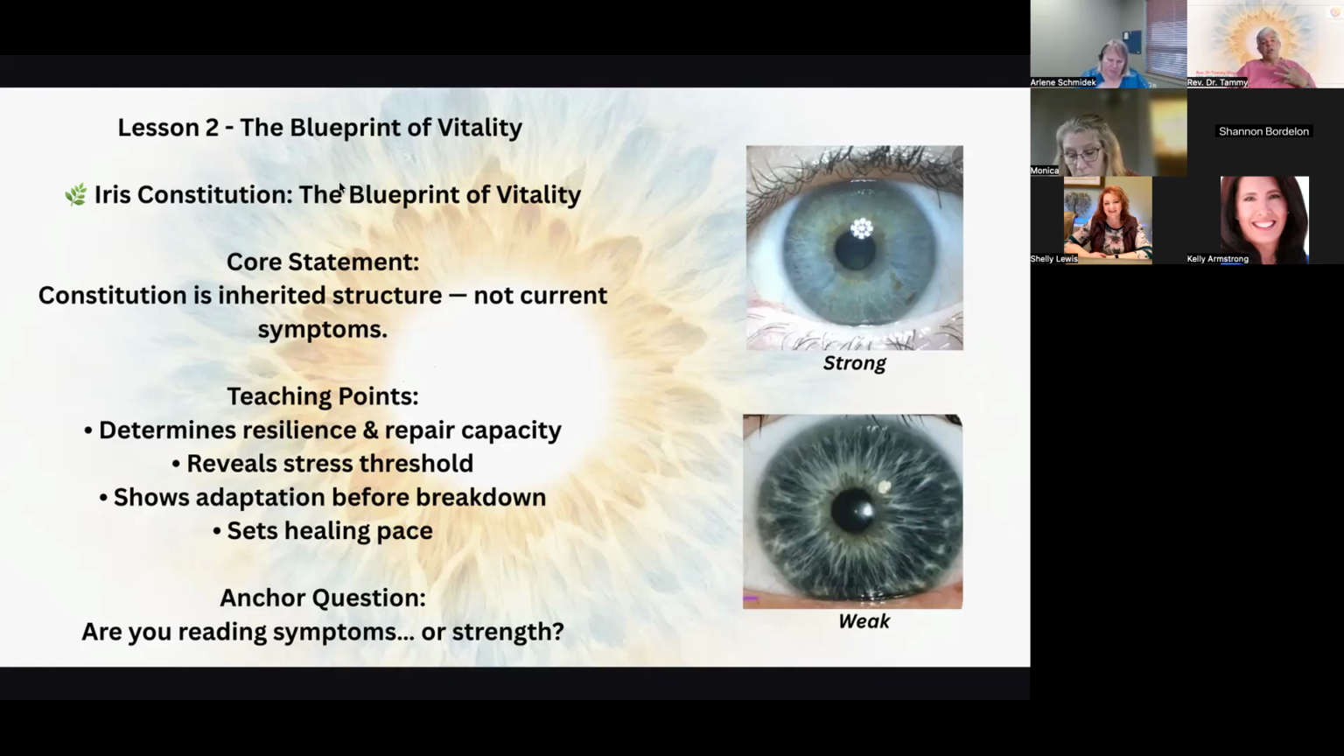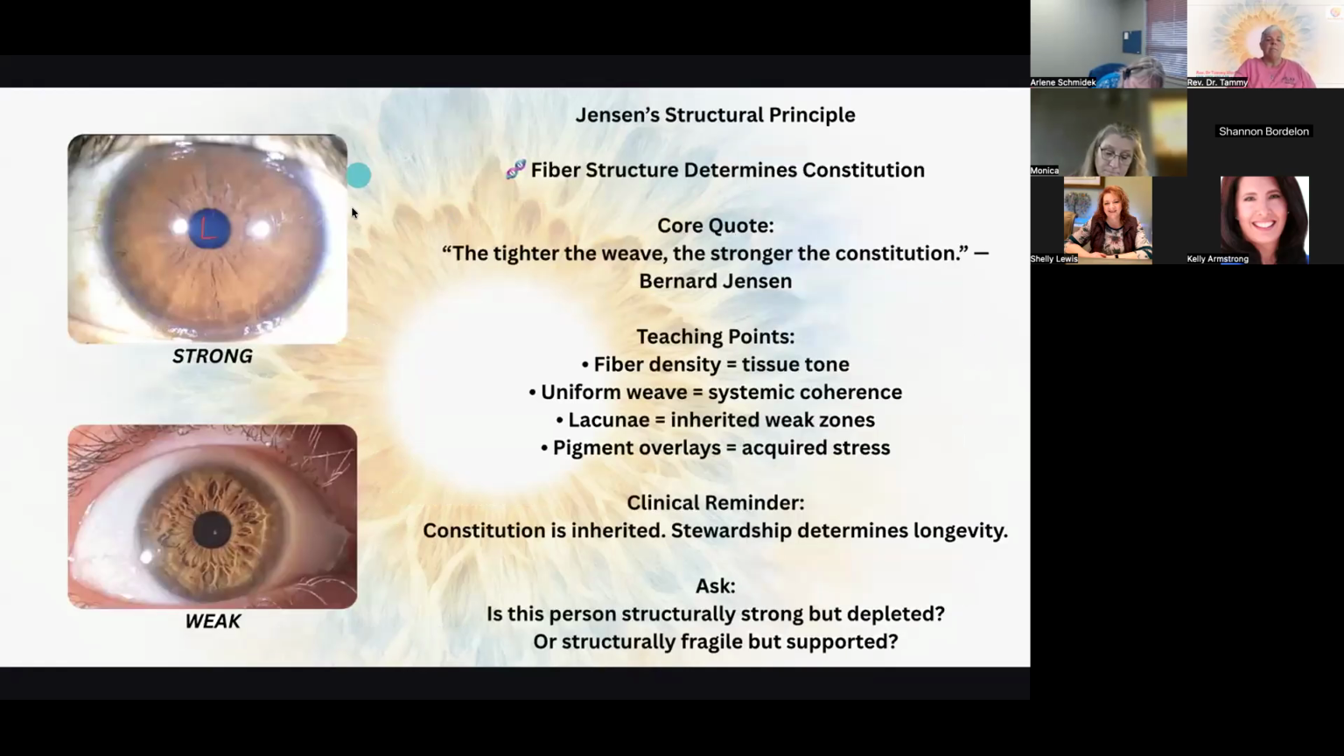So again, you want to look at both. You don't want to be reading symptoms. You just want to be looking at the constitution and getting a good idea of where are they. And as we move on, I'll kind of point these out. So Jensen's structural principle was fiber structure determines constitution. The tighter the weave, the stronger the constitution. Just like I said, if it's like a fine silk, they got a strong constitution.